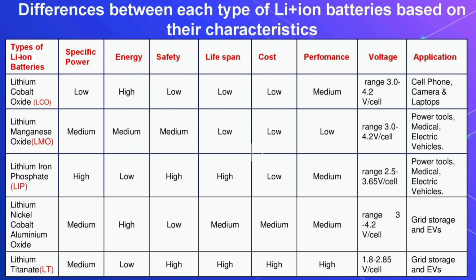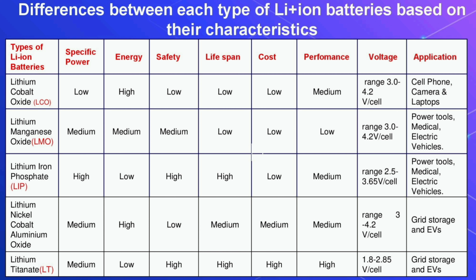Coming to another one, lithium nickel manganese cobalt oxide, and here the range is 3 to 4.2 volts per cell or higher, and applications are power tools, medical, and electric vehicles. Coming to another one, lithium iron phosphate, and here the range is 2.5 to 3.65 volts per cell. The applications are power tools, medical, and electric vehicles. Another one is lithium nickel cobalt aluminum oxide. The range for this is also the same, 3 to 4.2 volts per cell. Applications are grid storage and electric vehicles.